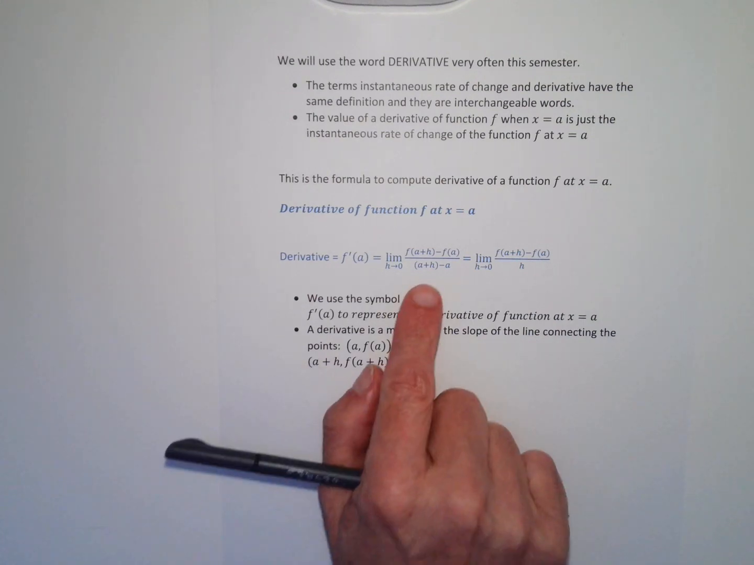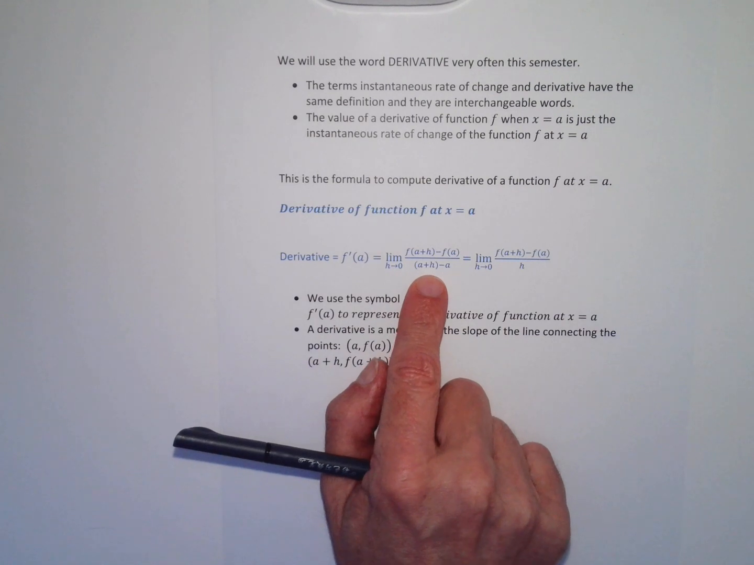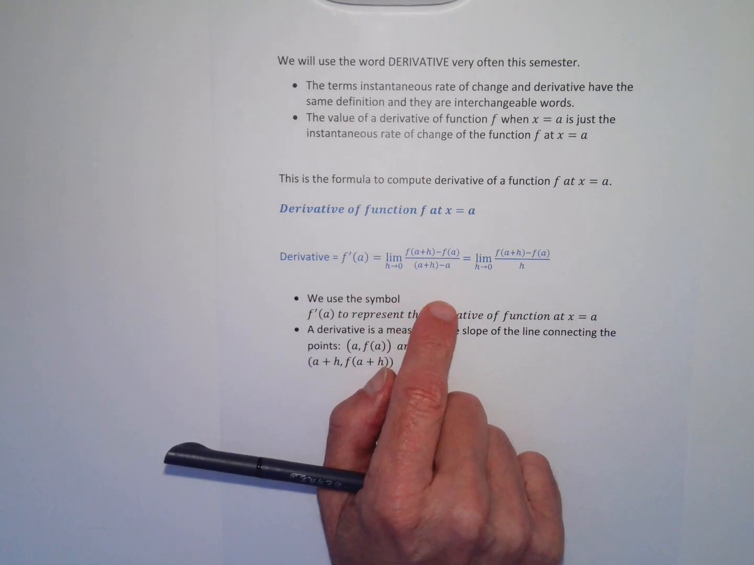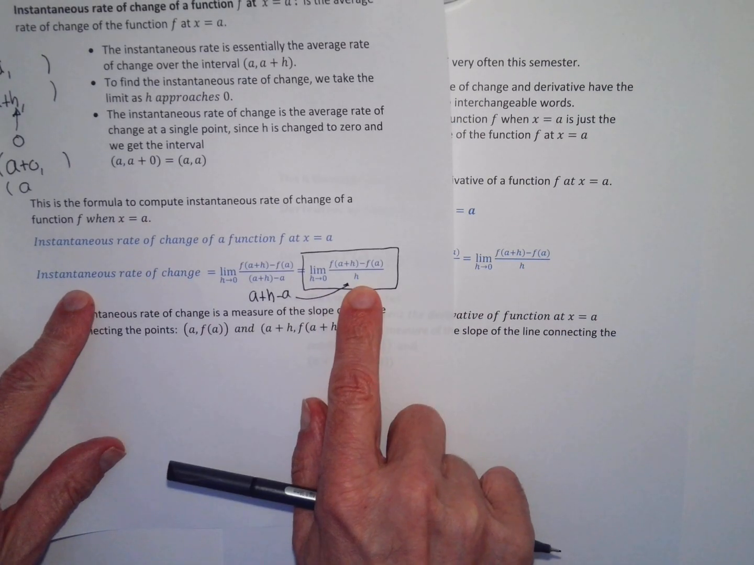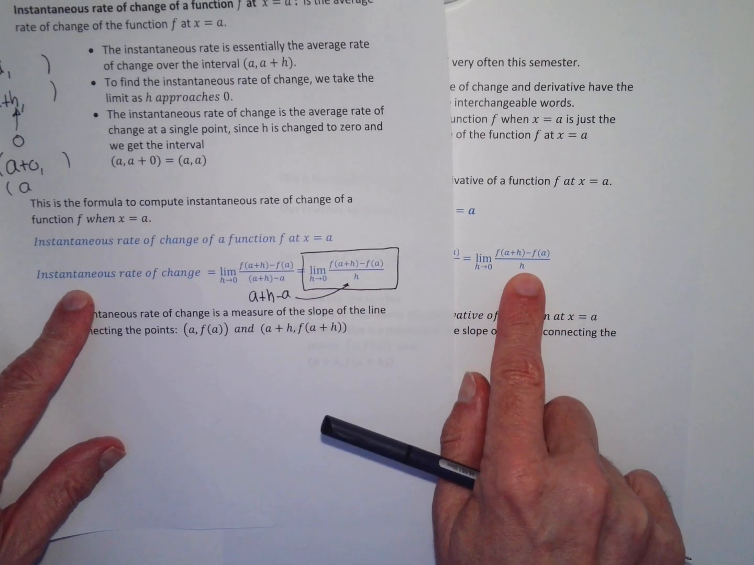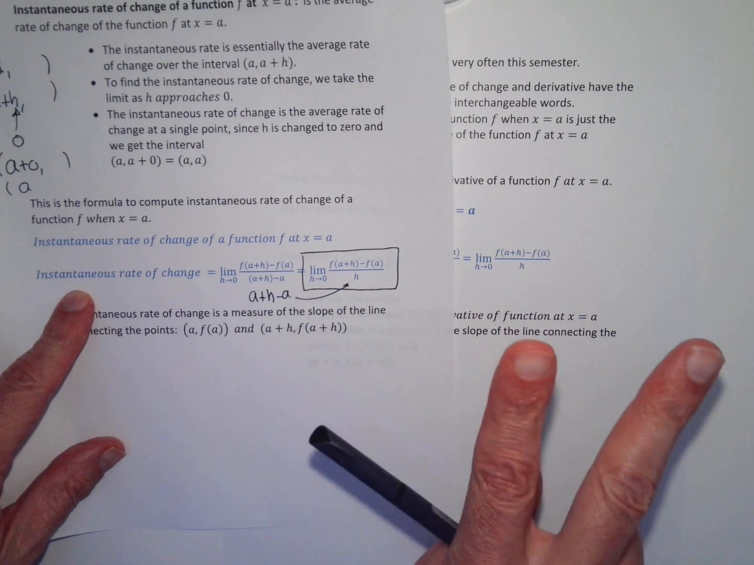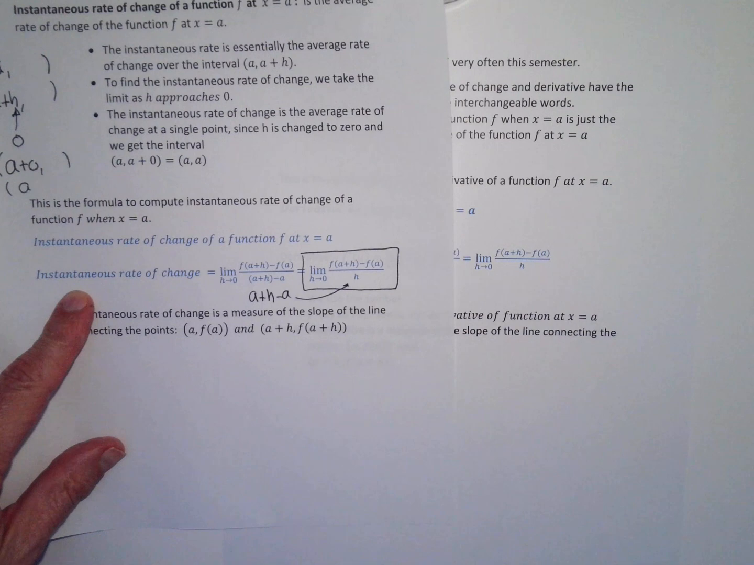So the formula for the average rate of change is the same as the formula for a derivative. If you look at this sheet right here, the instantaneous rate of change at a point and the derivative, these are the same things. Instantaneous rate of change and derivatives are interchangeable words. They're the average rate of change at a single point, and we do it using limits.